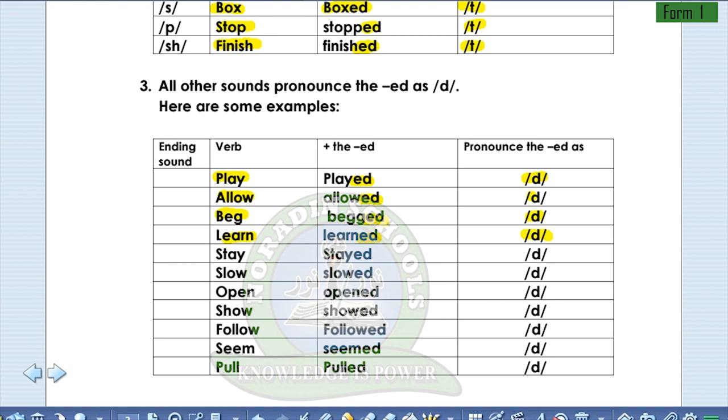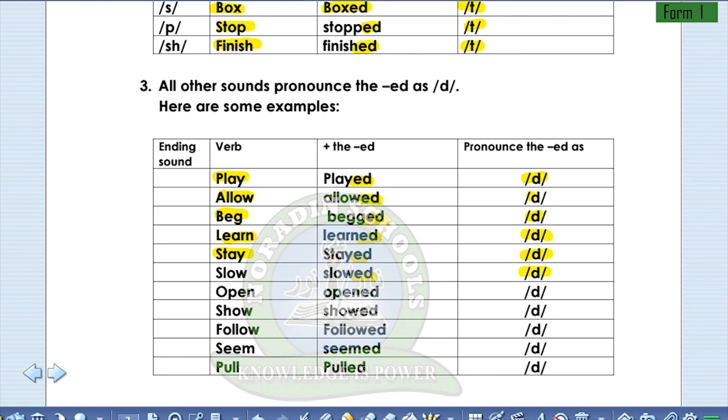Stay, stayed. Don't say "stay it." This E is silent. Then you pronounce it as stayed, not "stay it." Slow, slowed, slowed, not "slow it." You pronounce it as slowed.